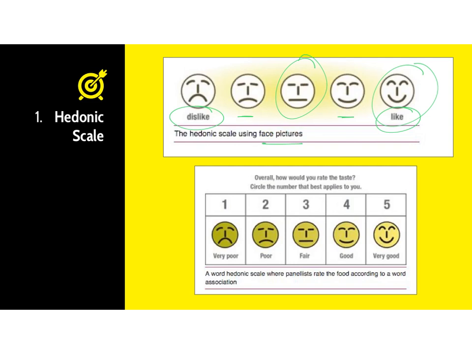Now, the other example is where panelists rate the food using a word association as well as a numerical association. So having numbers 1 through to 5, 5 being very good and 1 being very poor, which is further exemplified through the faces, is another type of hedonic scale that can add a little bit more detail to the diagram.